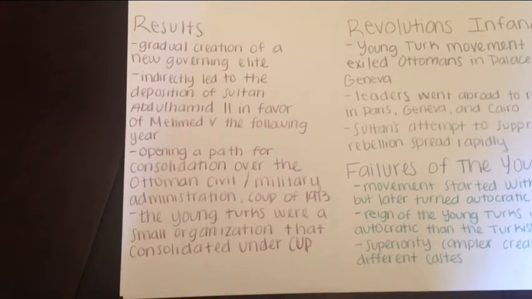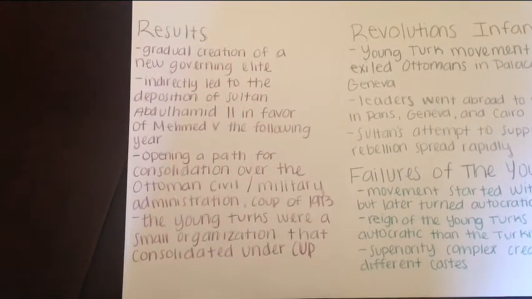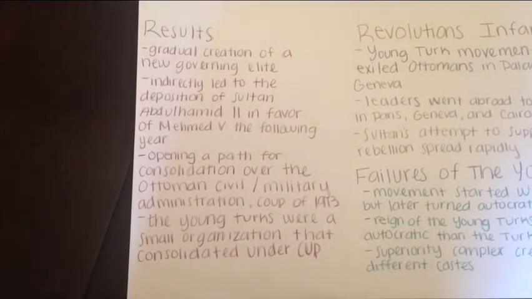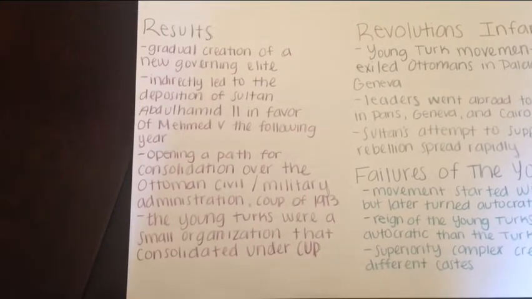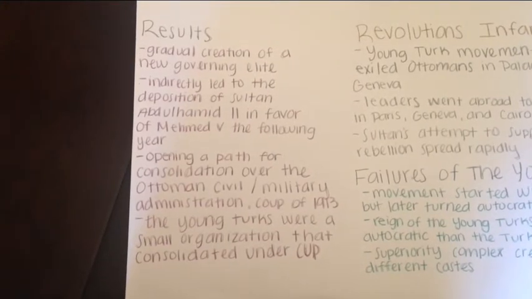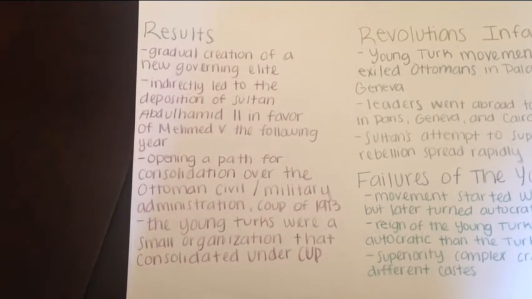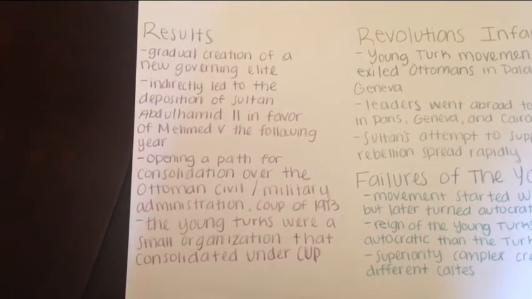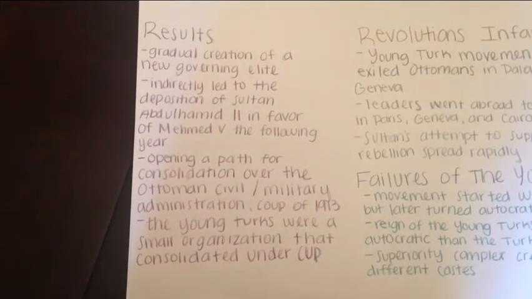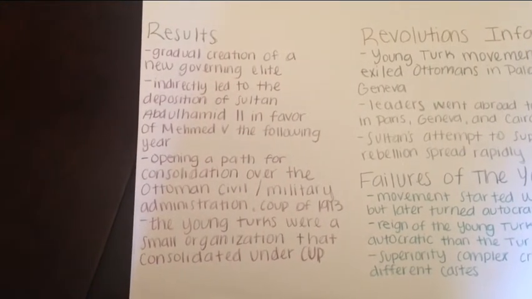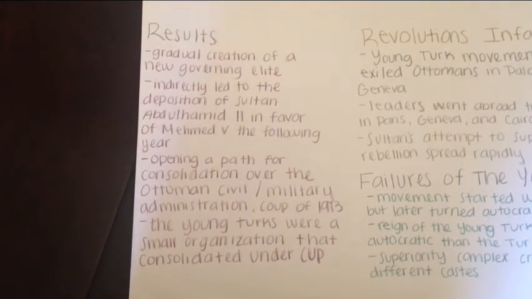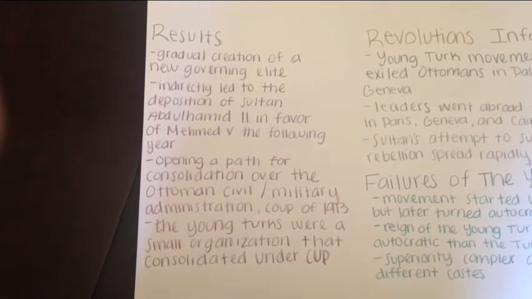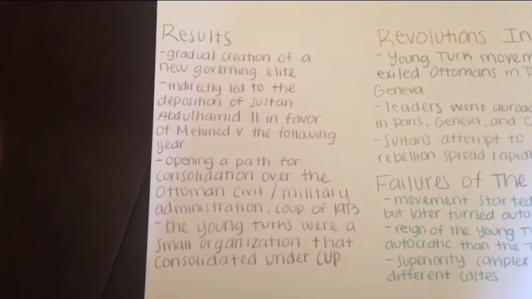The results of the Young Turk Revolution were that there was a gradual creation of a new governing elite. It also indirectly led to the deposition of Sultan Abdulhamid II in favor of Mehmed the following year. It opened a path for consolidation over the Ottoman civil and military administration. Committee of Union and Progress of 1913. The Young Turks were a small organization that consolidated under the Committee of Union and Progress.